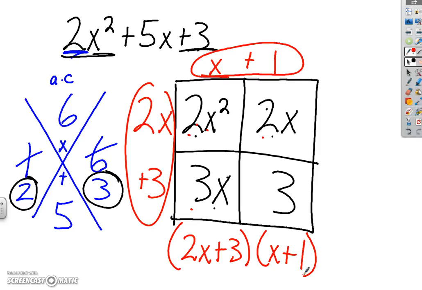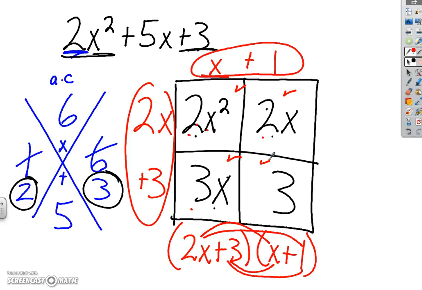And if we were to distribute back out, we would find we would have 2x squared. Just take a look. 2x times x is 2x squared. Yes. 2x times 1, 2x. Good. What's 3 times x? 3x. And what's 3 times 1? 3. And we already said that works.